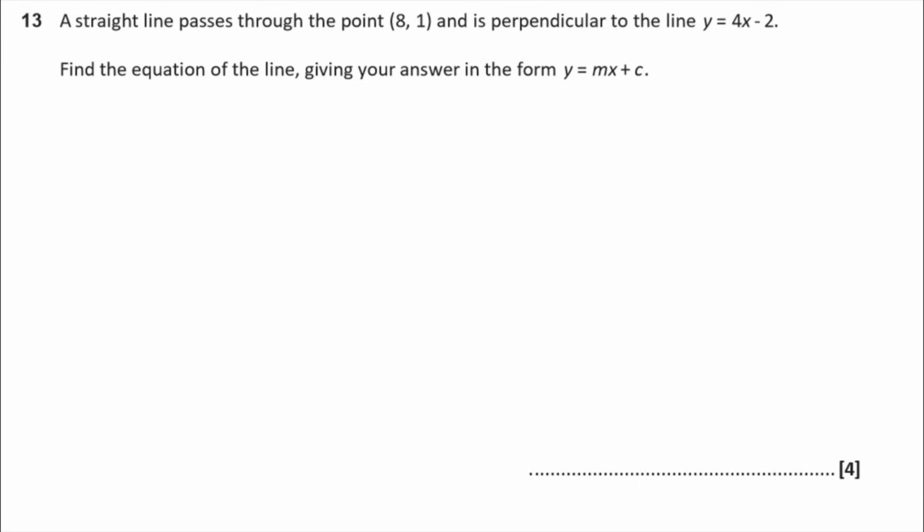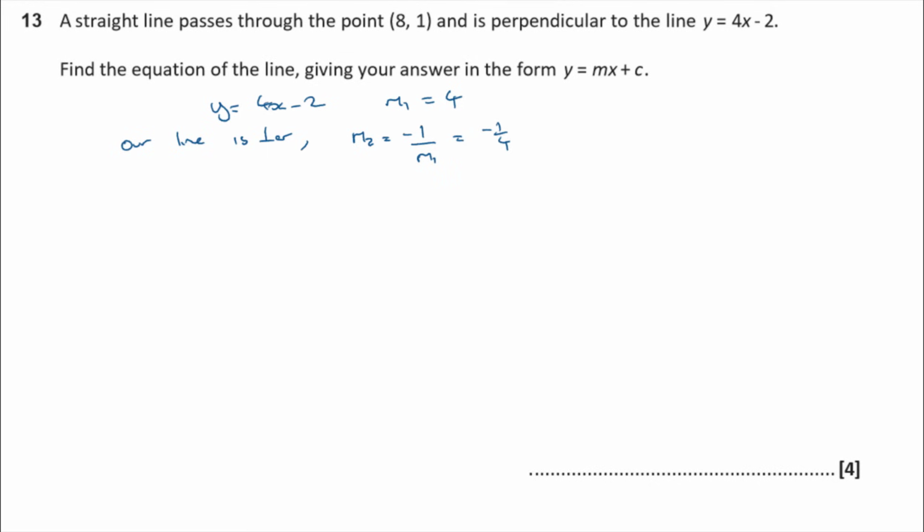Find the equation of the line, giving your answer in the form y equals mx plus c. From the line y equals 4x minus 2, our gradient, which I'm going to call m1, is 4. Our line is perpendicular. In other words, m2, our gradient, is going to be minus 1 over m1, the negative reciprocal of the original gradient, so that's going to be minus 1/4.